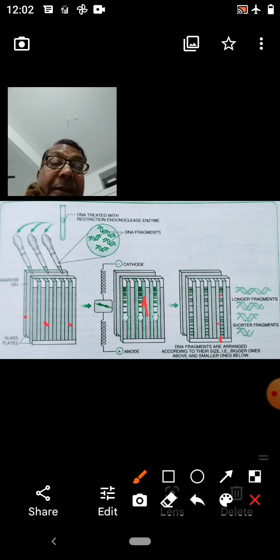There are the larger fragments and there are the smaller fragments. Smaller fragments have moved away from the site of loading and larger fragments remain close to the site of loading.